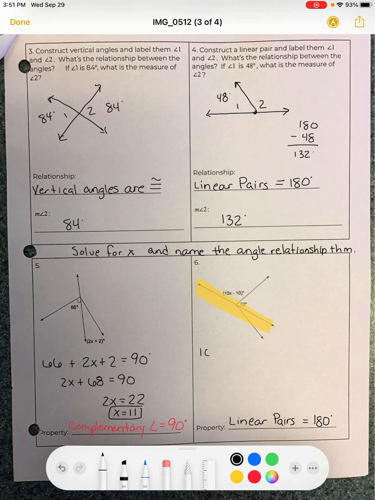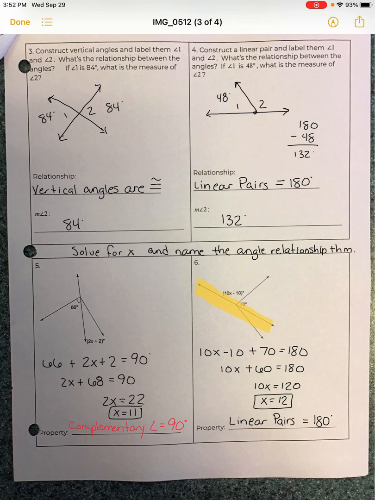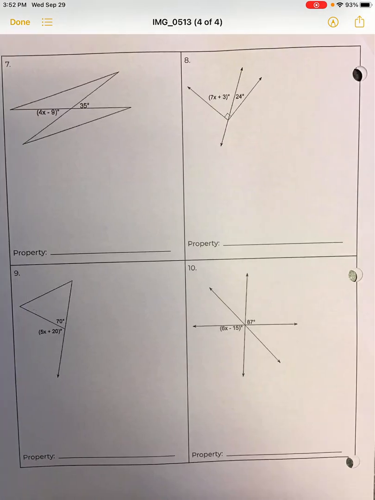So I'm going to say 10x minus 10 plus 70 equals 180. You want to combine your like terms first, so I get 10x plus 60. Subtract 60 over, you get 10x equals 120, so x equals 12.